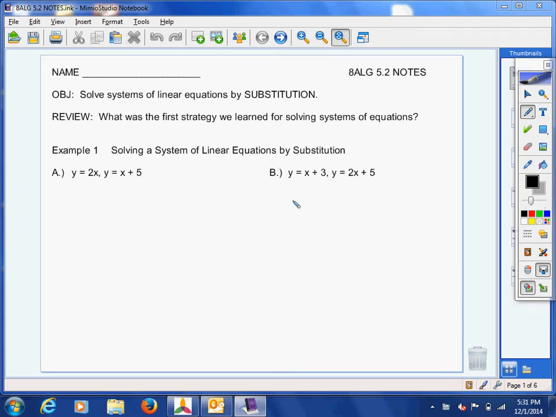Thompson, and we're going to learn our second strategy today in section 5.2, example 1. We're going to solve systems of linear equations by substitution. Remember what we did the day before. We learned how to solve systems of linear equations by graphing. Now, I will admit to you, I do not like that particular strategy. I would much rather either substitute or our third strategy, which we'll learn later on in the week, which is called elimination.